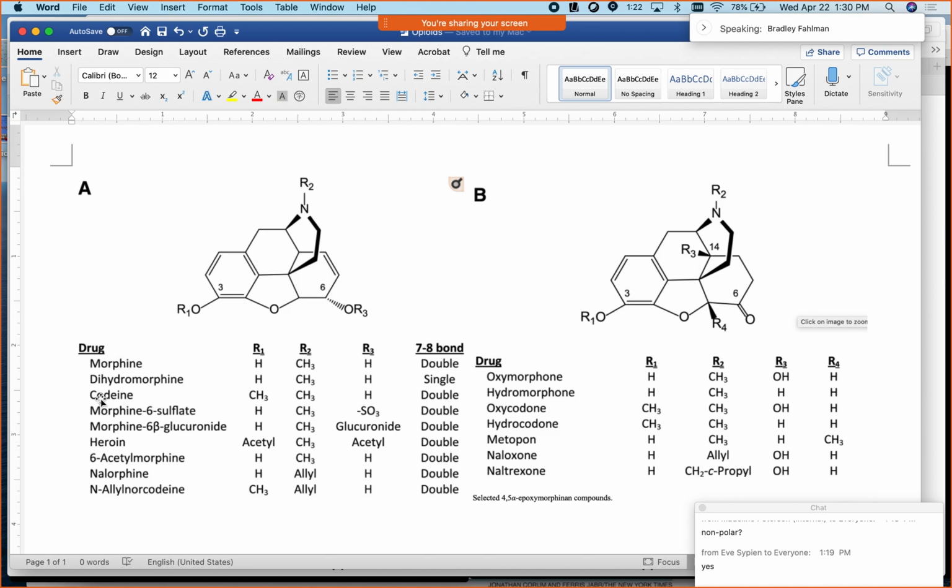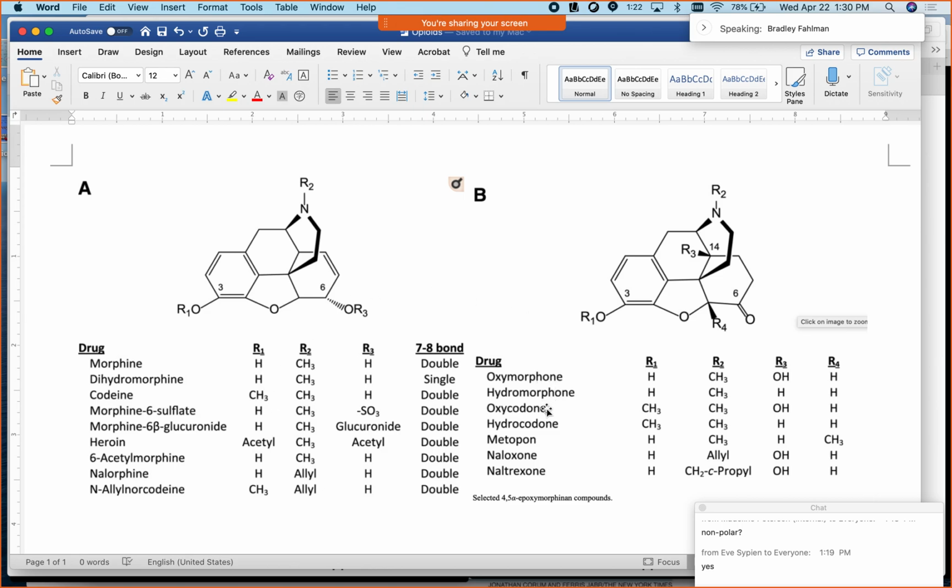Like codeine is something you can get with a prescription quite easily. Even some cough suppressants have smaller amounts of codeine in them, whereas morphine is like severe pain relief. And it's very similar in structure, with really just the one group difference, okay?